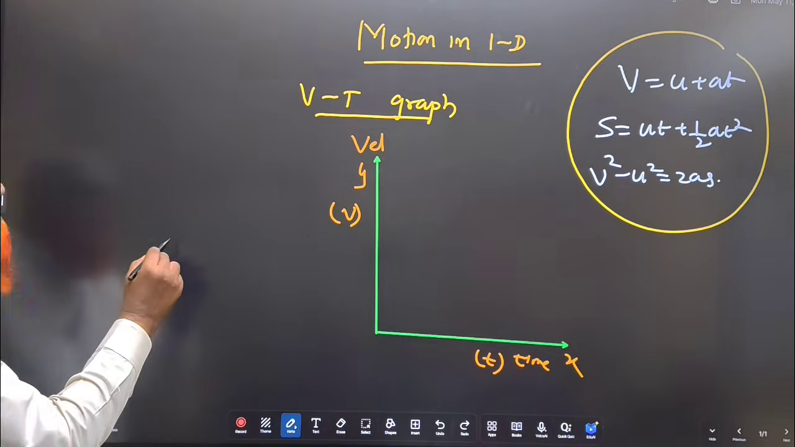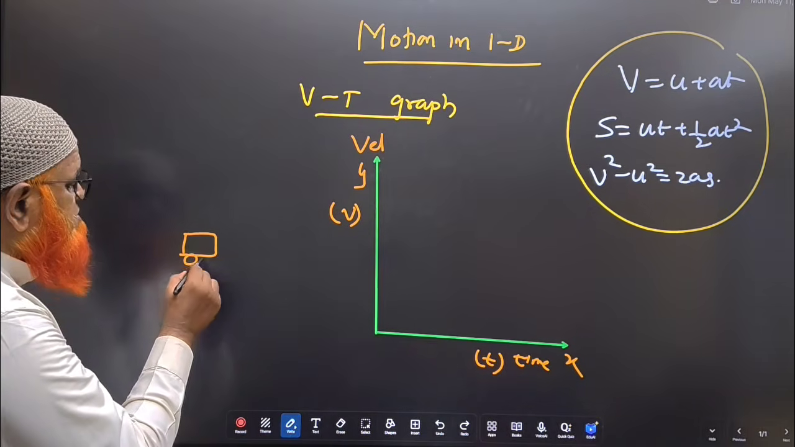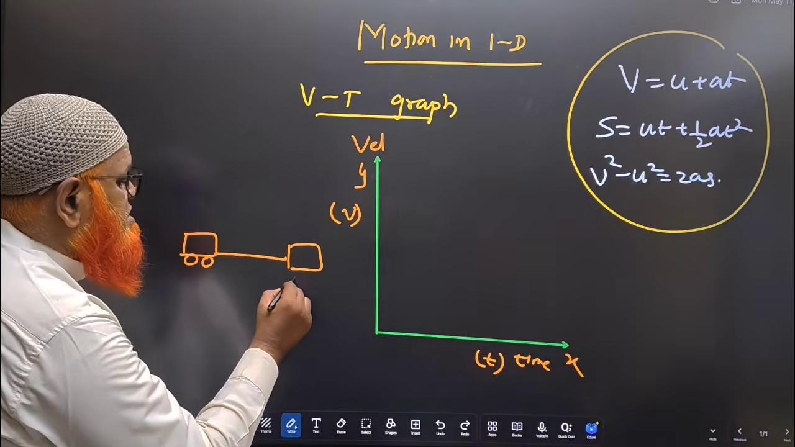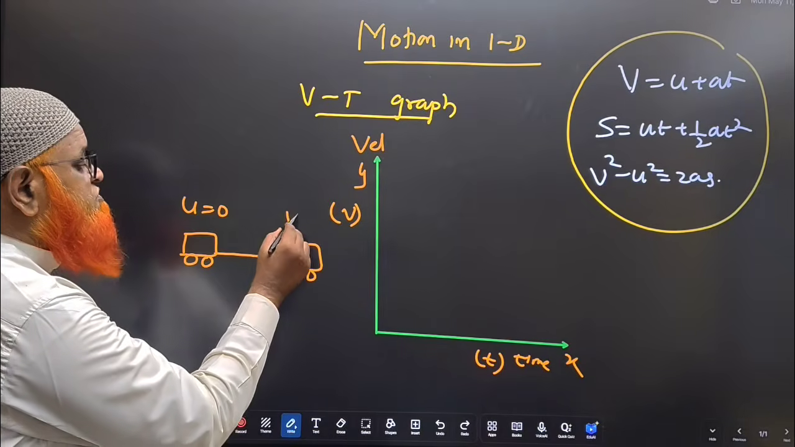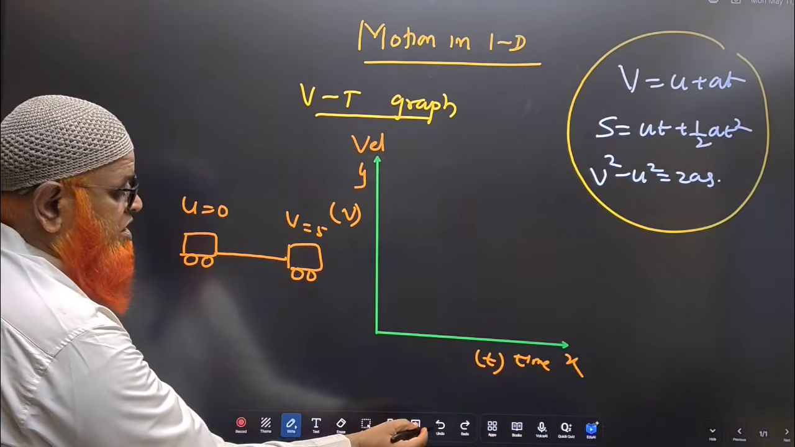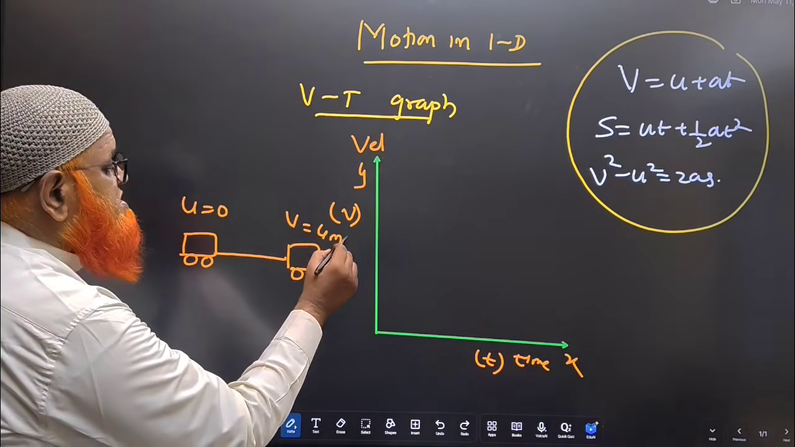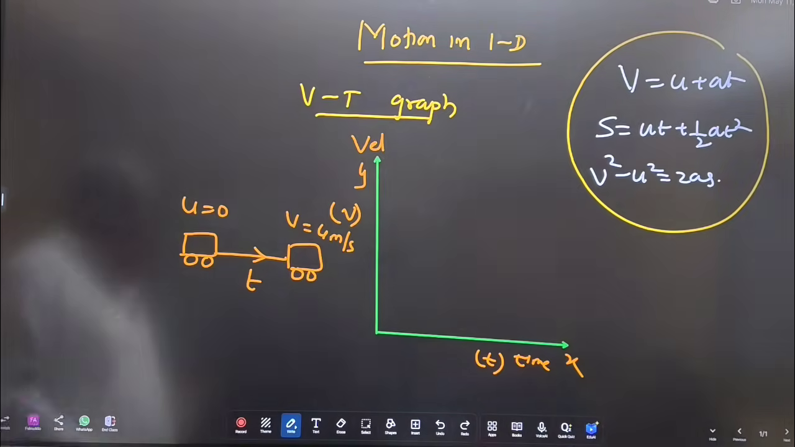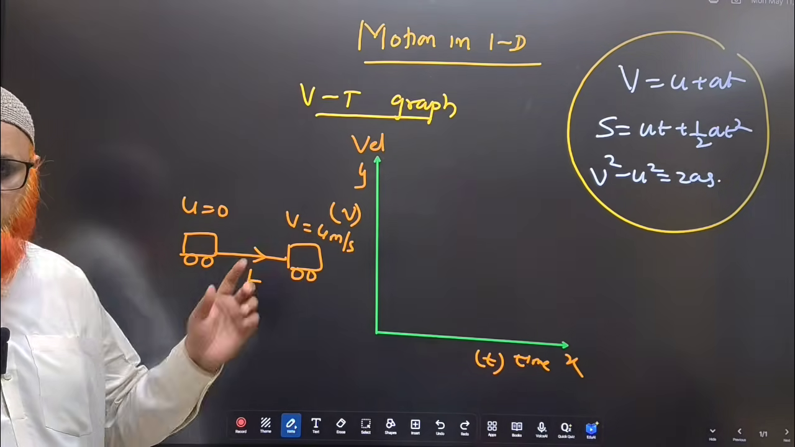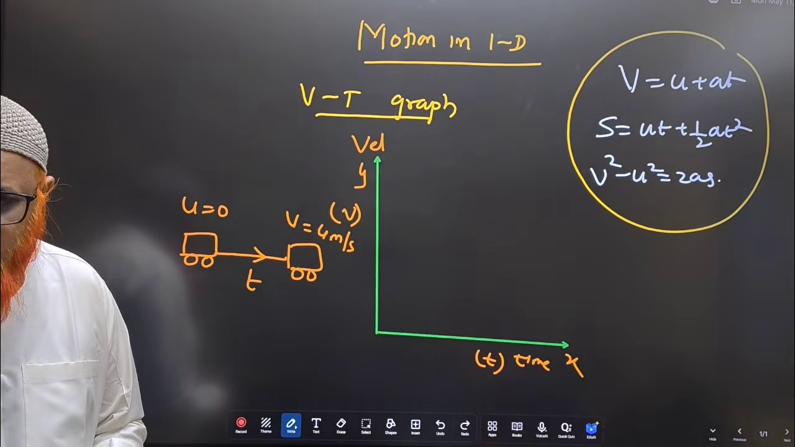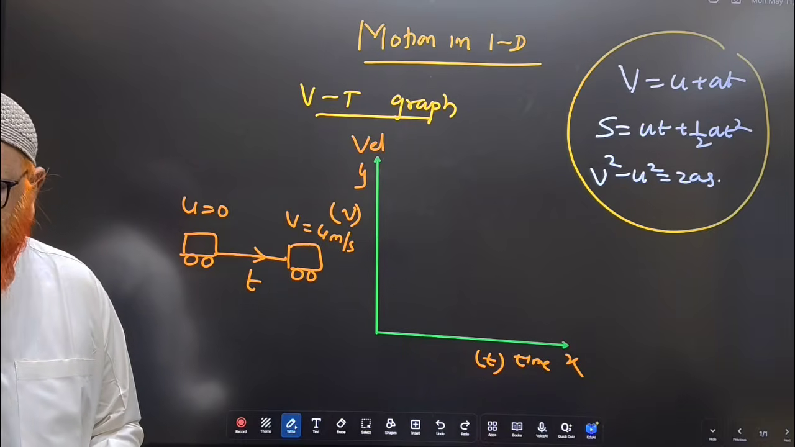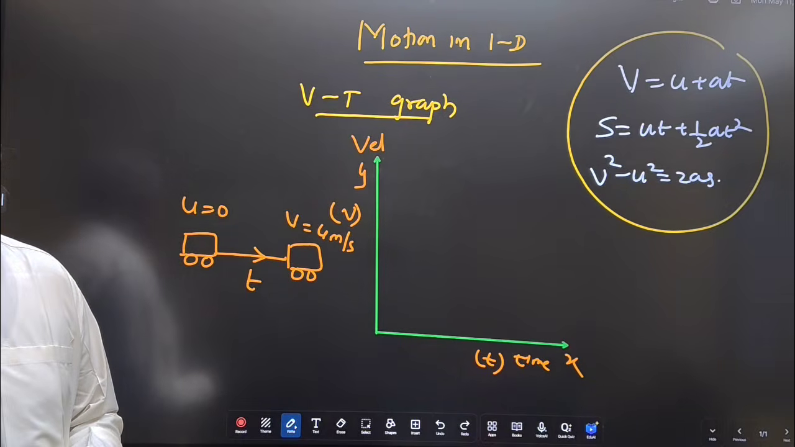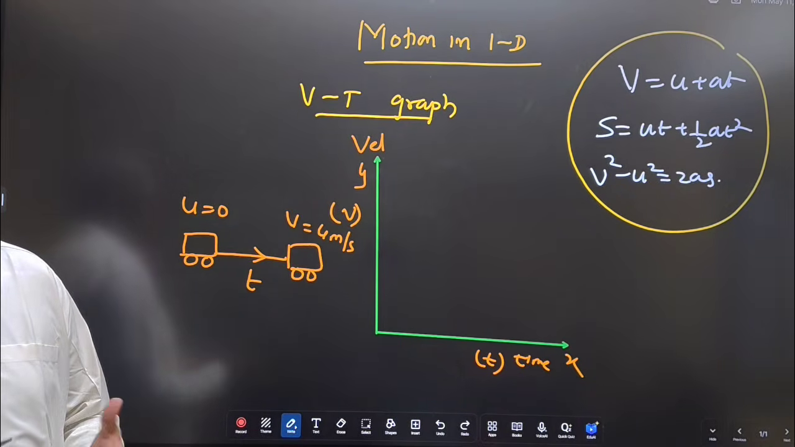Let us imagine there is one car here, and this car is moving forward. It has initial velocity 0, and final velocity, let us imagine, 4 meters per second, and it has taken time t to travel from here to here. What do you understand from this? A gradual increase in velocity is called acceleration. If any body has an increase in velocity with respect to time, it is called acceleration.